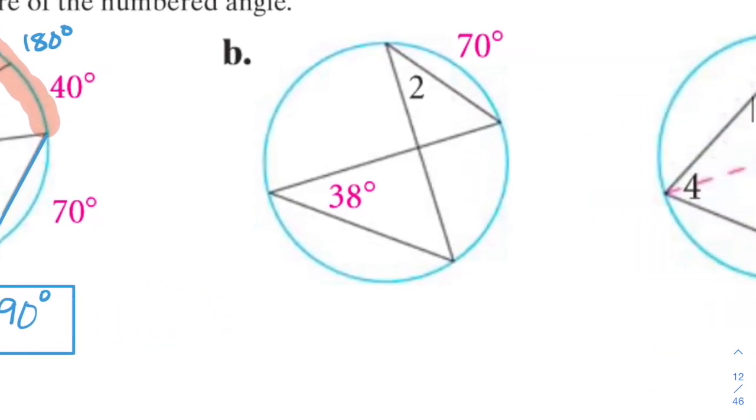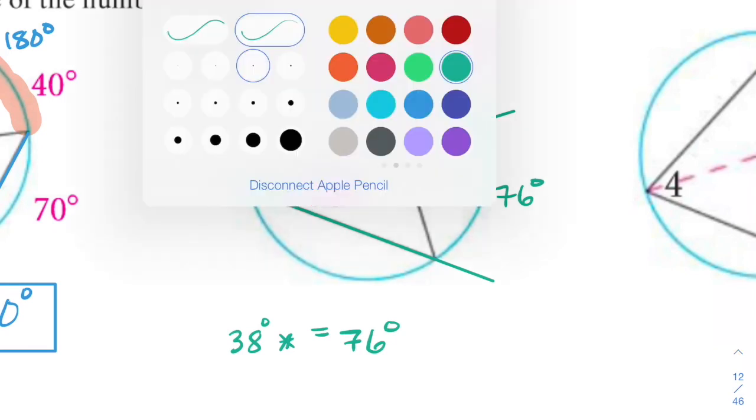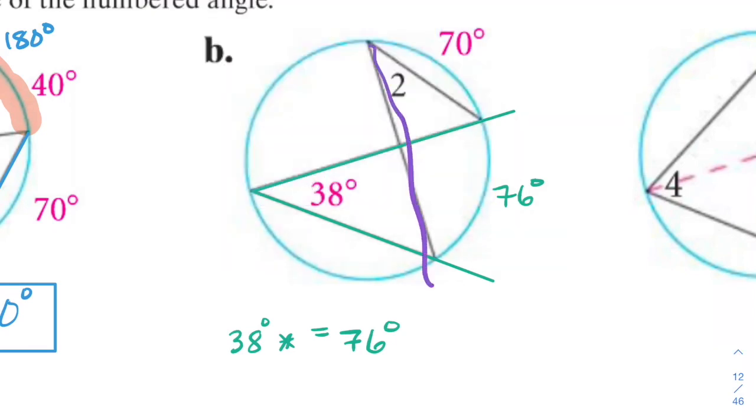Number 2 is using a corollary. So let's think about this one. If this is 38, then the arc it intercepts will be double that. So 38 times 2 is 76 degrees. And then what we have to do is work backwards to find angle 2. Well, that's going to be half of 76.